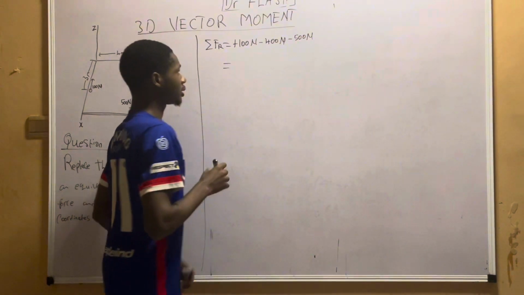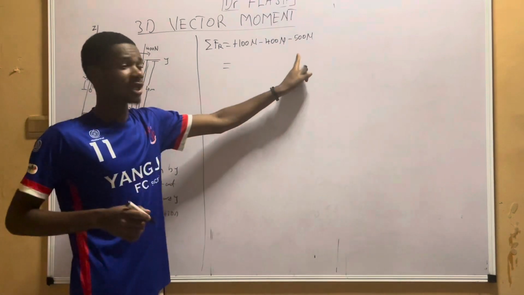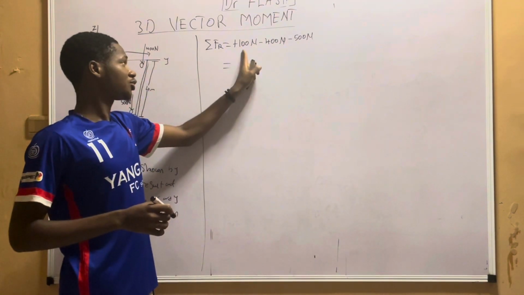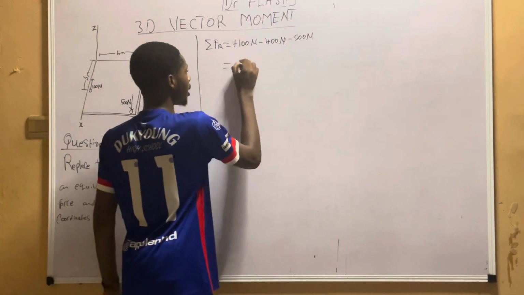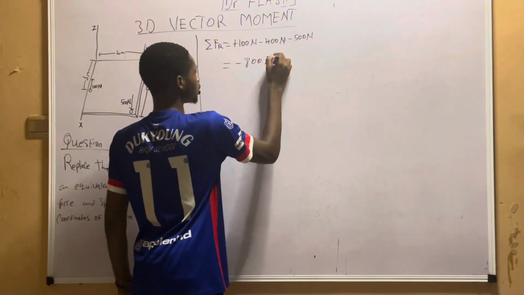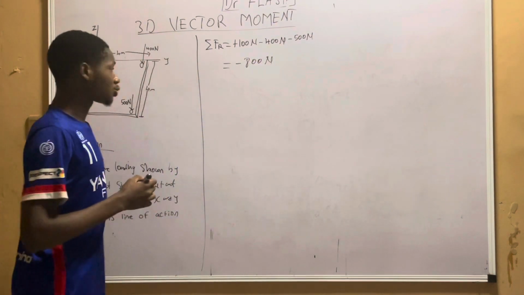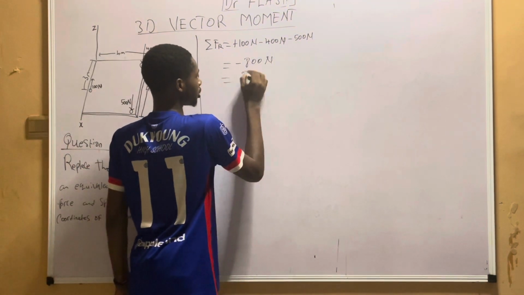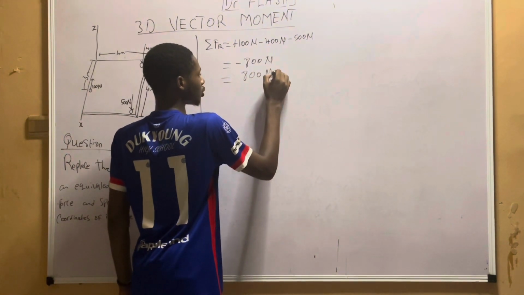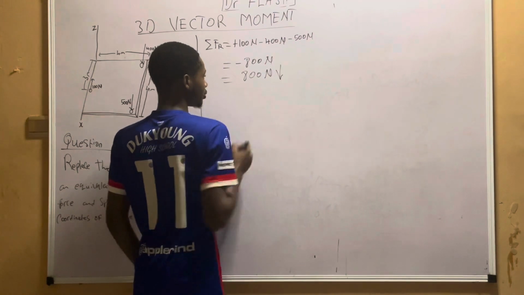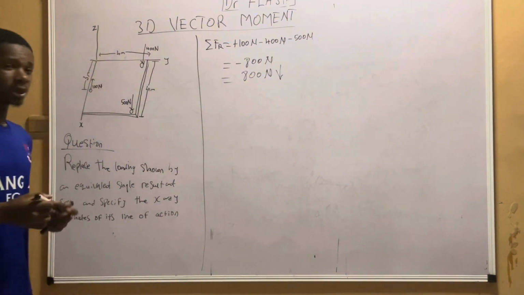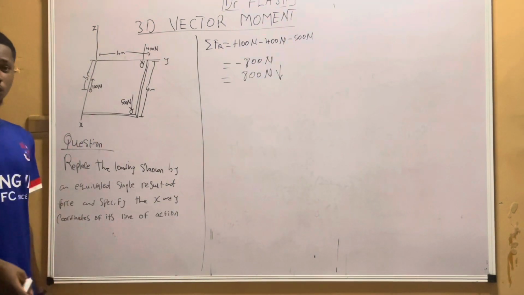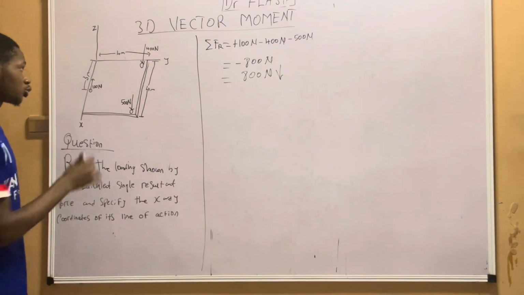Okay, so what do we get in the end? Minus 400 minus 500, that's minus 900. 100 minus 900 gives you minus 800 newtons. Now, this negative sign simply tells us that the resultant force is going downward. So I should also be able to write it as 800 newtons with an arrow indicating that it is going downward. Now that's the resultant force, or that's the single force we're going to replace with.